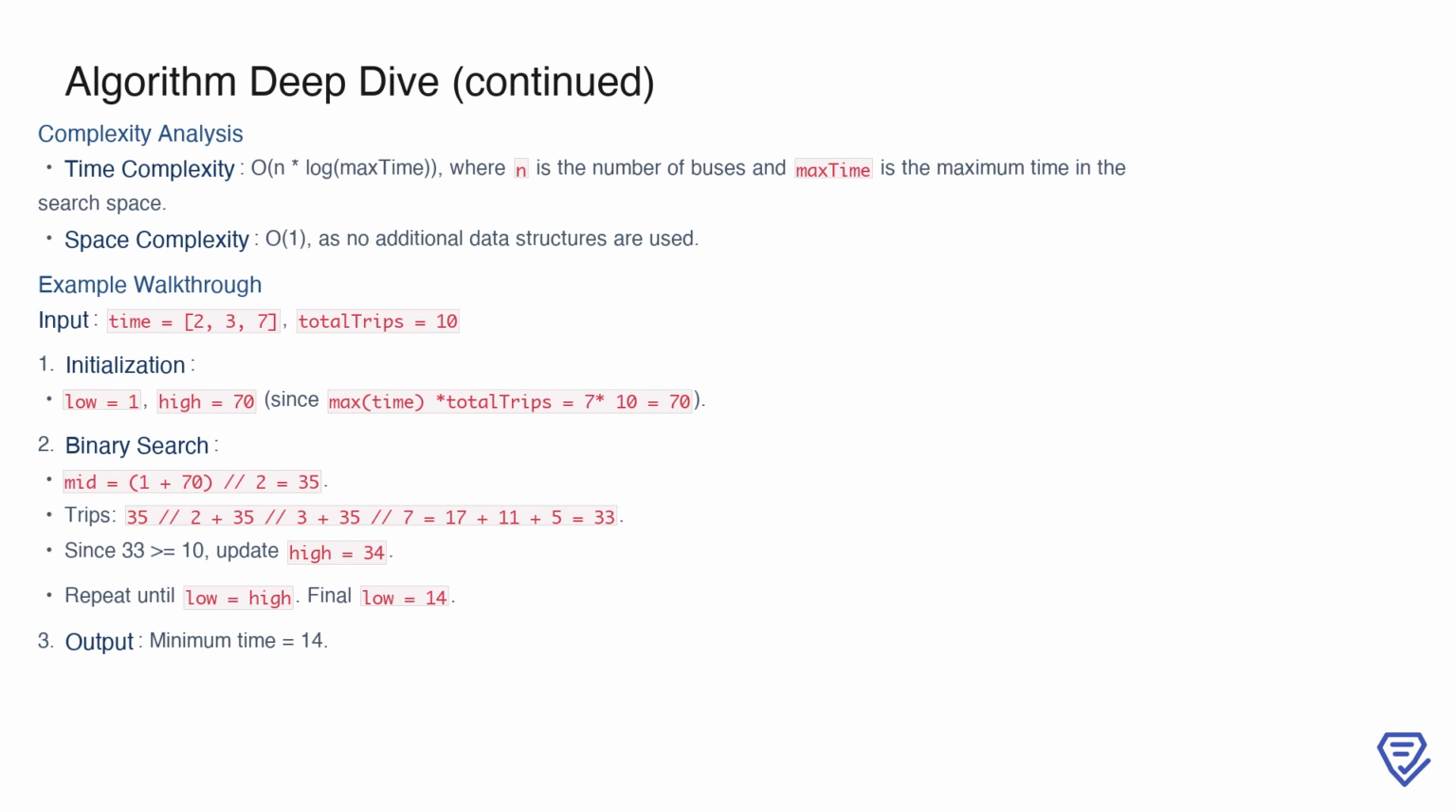Since 33 is greater than or equal to the target of 10 trips, we narrow the range by updating high to 34. This process continues until low equals high, and the final value of low is 14, which is the minimum time required to complete the trips.